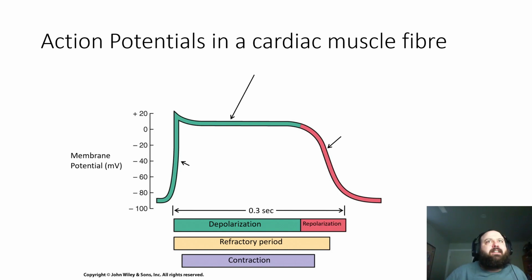So we're not looking at a graph for the autorhythmic cells, which is probably too much to talk about for this course, but I will just show you what an action potential looks like for a regular cardiac muscle fiber cell. So just remember what your old action potential looks like.